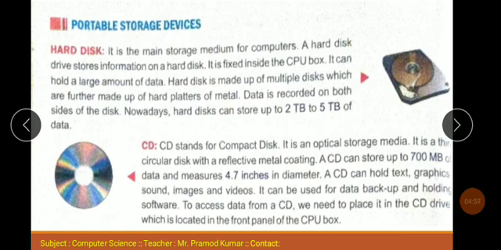Next one, the CD. CD stands for compact disc. It is an optical storage media. It is a thin circular disc with a reflective metal coating.